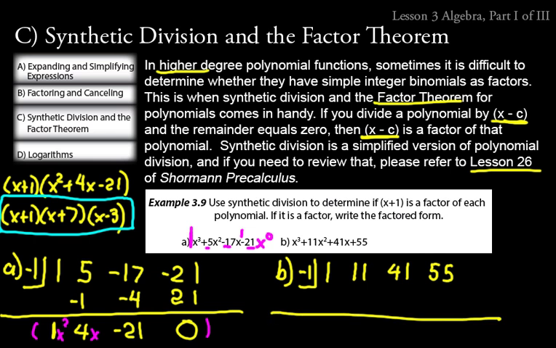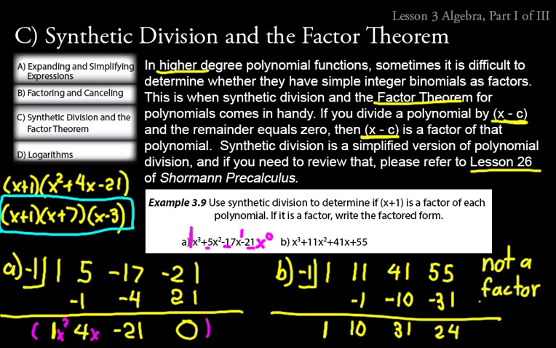Put our arithmetic bar, bring down the positive 1, multiply by the negative 1, get a minus 1, add, get 10, multiply by the negative 1, get a negative 10 there, add, we get 31, multiply by the negative 1, we get minus 31. Those aren't going to add up to 0. We can put the remainder, it'd be 24, but we don't have to because you can tell that it's not going to add up to 0, so not a factor, we could say. So that's what we'd say for our answer on B.